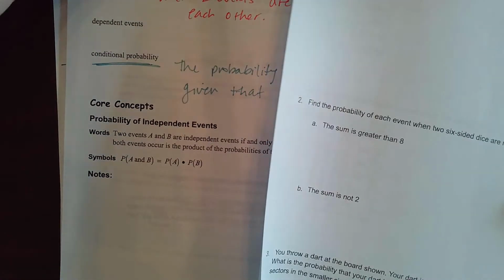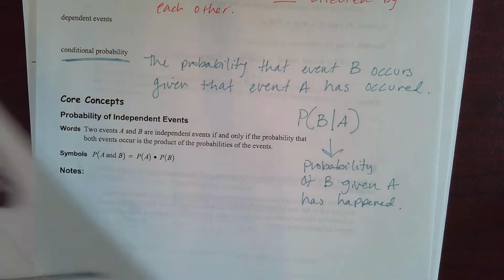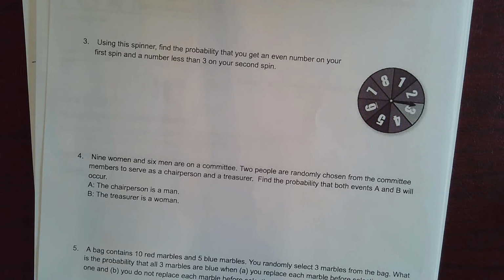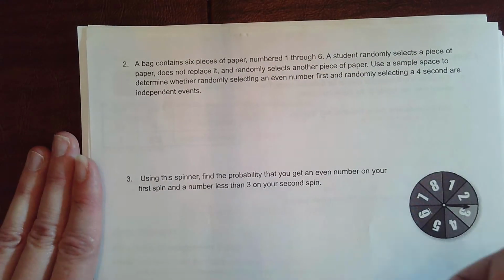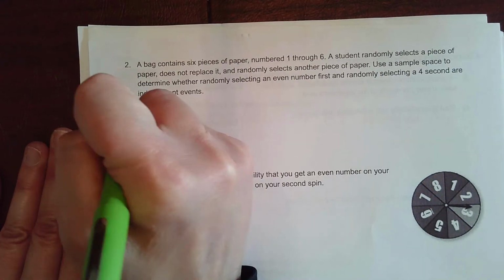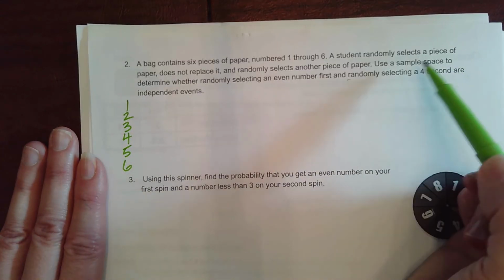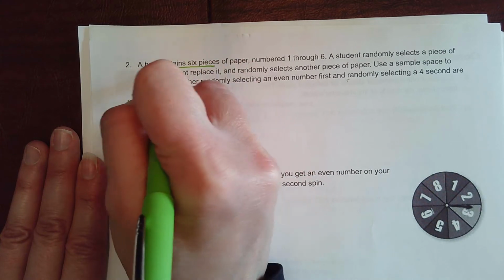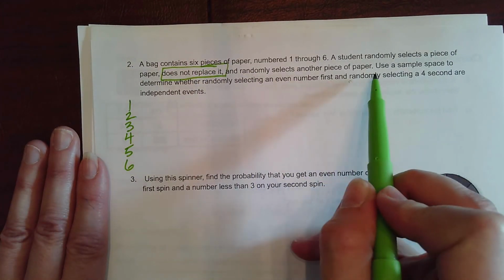All right, we'll get a little bit more practice with this. Let's go with number 2, which is on page 3. Some more fun examples here. So we have a bag containing numbers 1 through 6 again, so we'll write those down. A student randomly selects a piece of paper, does not replace it. Okay, there's some keywords there. And randomly selects another piece of paper.